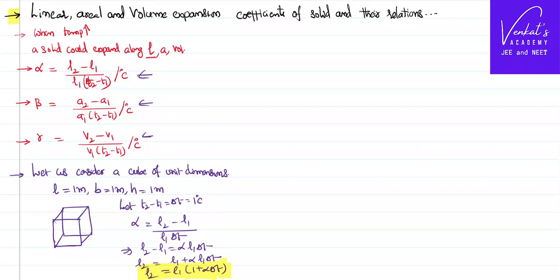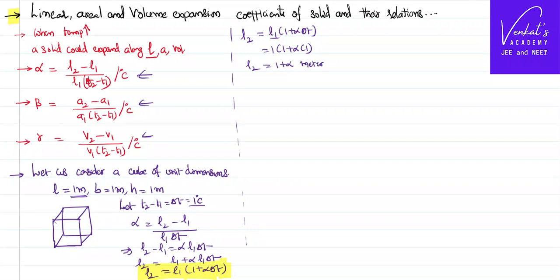Let us substitute what we have identified in our case. L2 equals L1 of (1 plus alpha delta T). What is L1? We have considered a cube of unit dimension, so L1 is 1 meter. 1 plus alpha. We have raised the temperature by only 1 degree centigrade, so delta T is also 1. So L2 is equal to (1 plus alpha) meter.